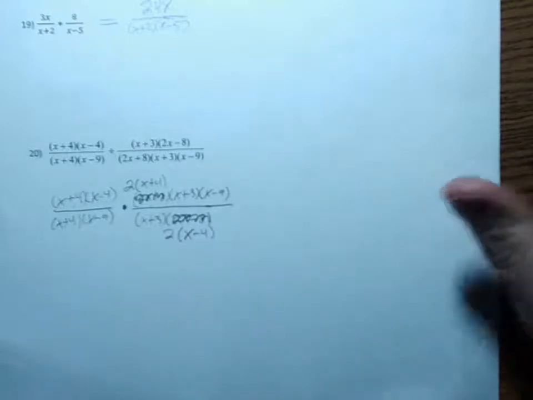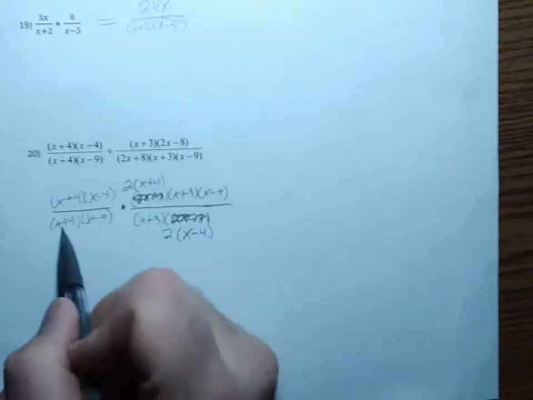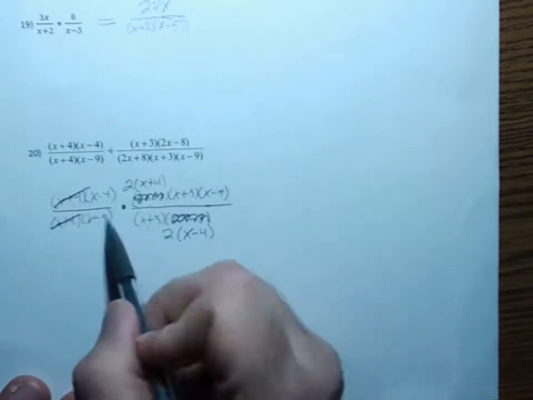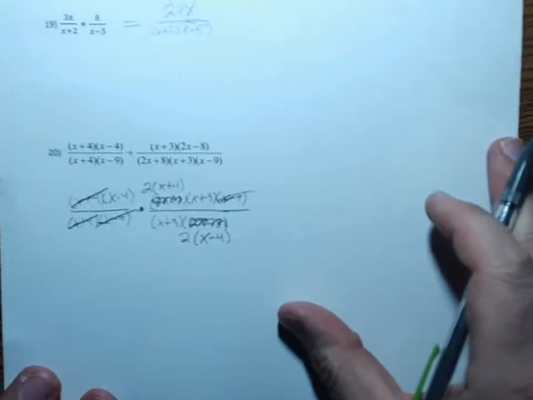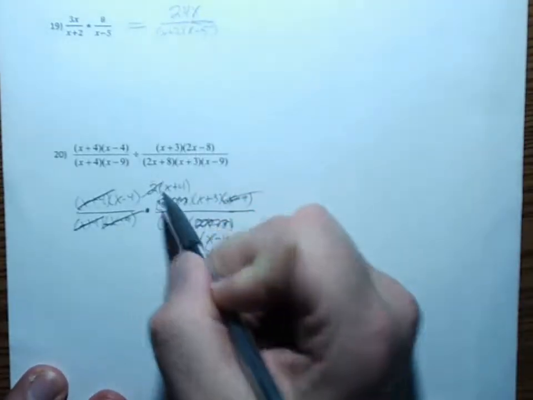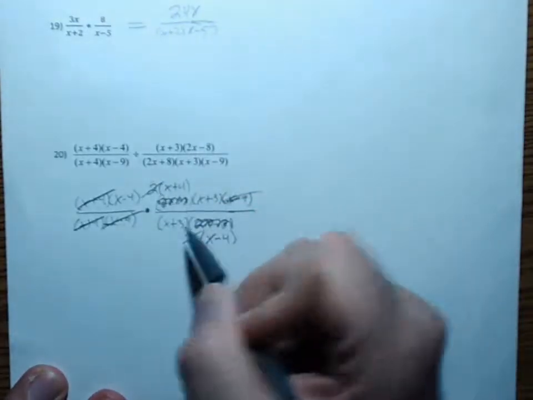And now that I've done that, all I have to do is cancel some things. So for example, x plus 4 cancels. The x minus 9 cancels. Looks like the 2's cancel. And I would say the x plus 3's cancel. Oh, look, x minus 4 and x minus 4 cancel.